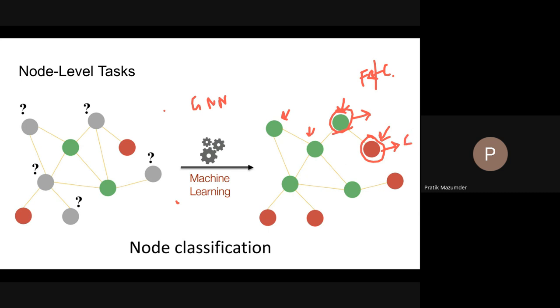So at the core of it, you're still doing some sort of layer-wise manipulation of the features. Some sort of representation learning is still happening, and we'll see how we do that exactly. And finally, you perform some sort of task like, say, a classification task.